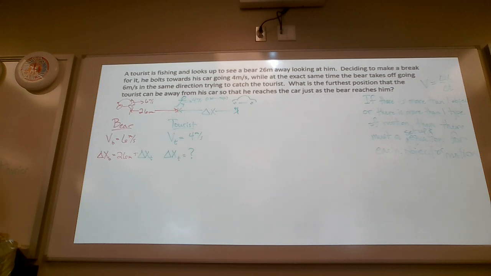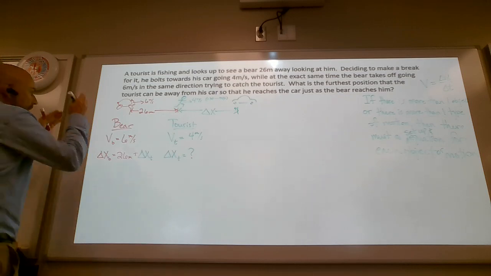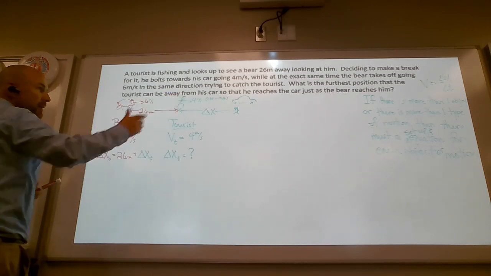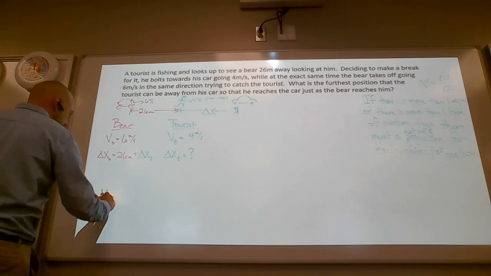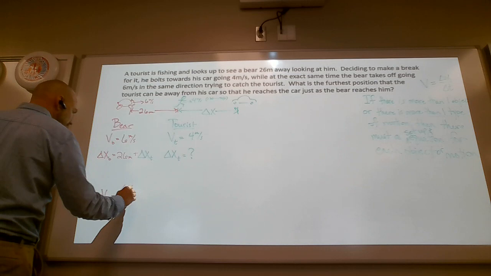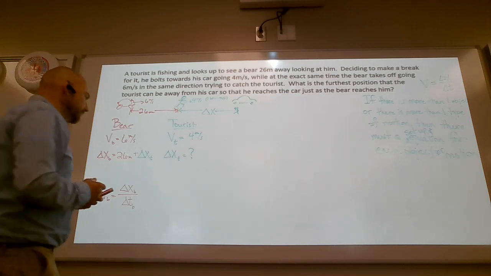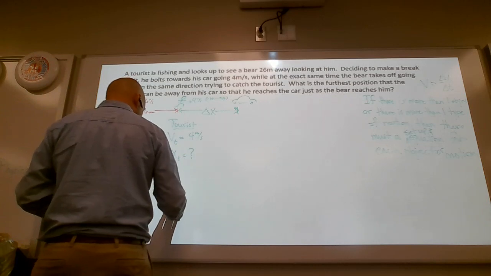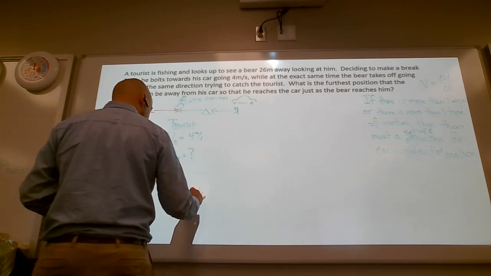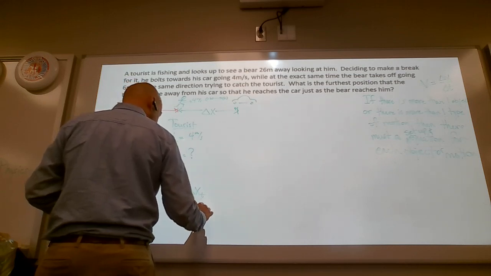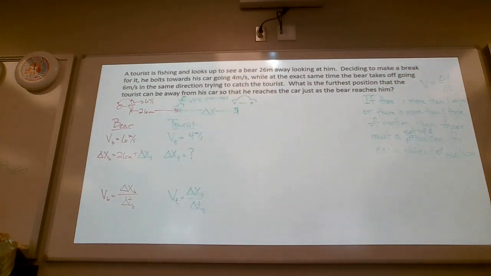How are we doing with that? Okay. Now, I've got the bear moving, so I need an equation for the bear's motion. The tourist is also moving independently, so an equation to describe that. It's the same equation, but they're different variables, different values for what I'm plugging in there. Right with that?